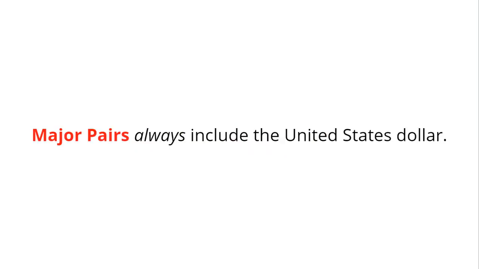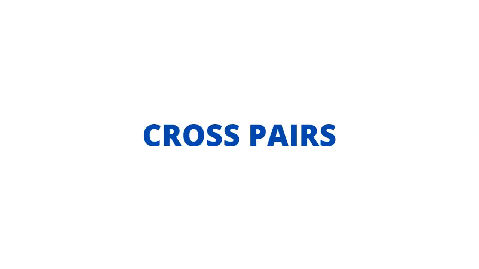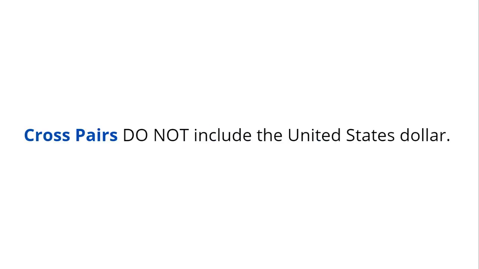Now, I want to take the time and go over the different categories of currency pairs with you, all right? Here you have your major pairs. And major pairs always include the United States dollar, okay? Then you have your cross pairs. And cross pairs do not include the United States dollar, okay? I repeat, cross pairs do not include the United States dollar.